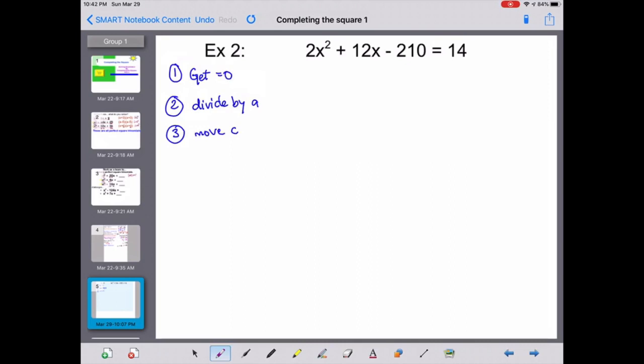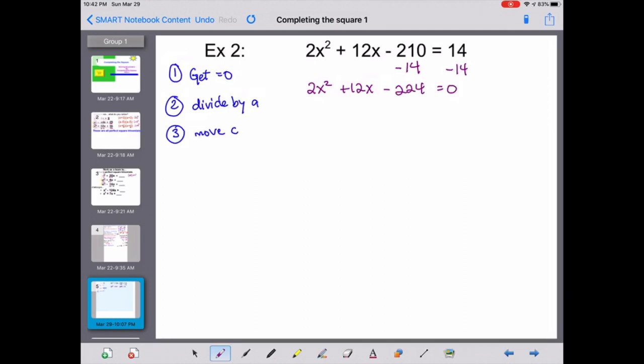So in this example, our first step is the same as all these methods, which is get it equal to 0. So right now I have a 14 right here, positive 14. So to cancel that out, I subtract 14. And whatever I do to one side, I do to the other, and make sure to do it to the like term. So you end up with 2x squared plus 12x minus 224 equals 0. And I put that in my calculator by typing negative 210 minus 14.